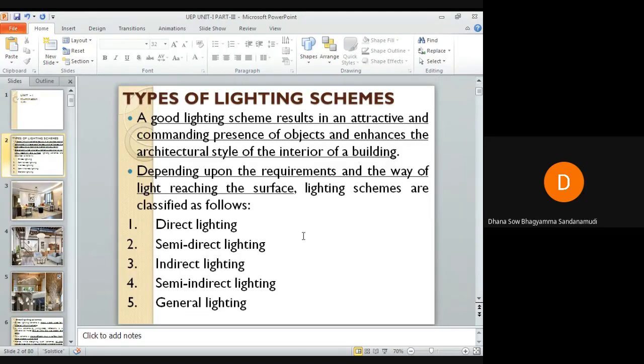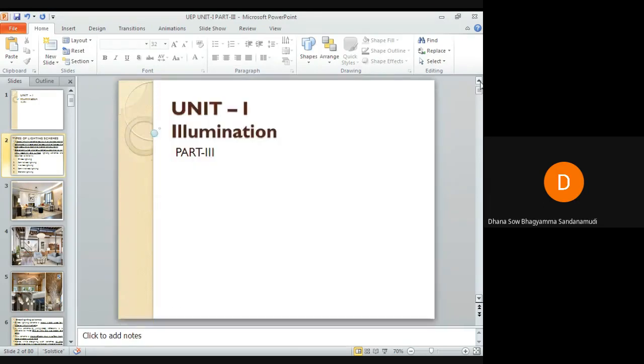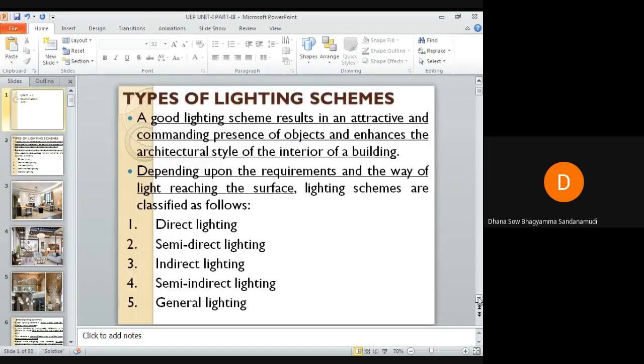Okay, our next topic is types of lighting schemes. We have already seen the basic principles of light control in the previous class. So today we will see what the different types of lighting schemes are. It's an interesting topic. If a lighting scheme is a good lighting scheme, it should be attractive.